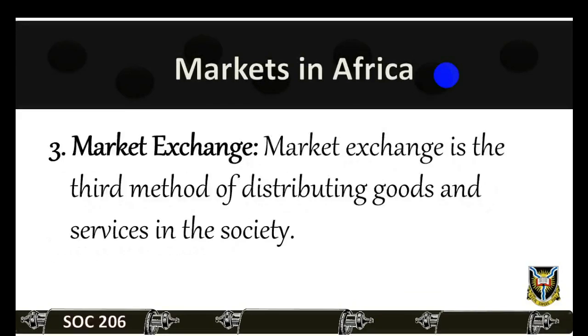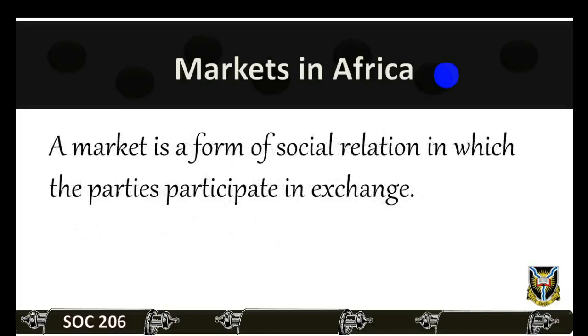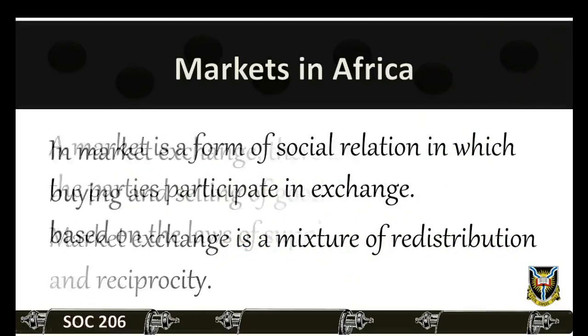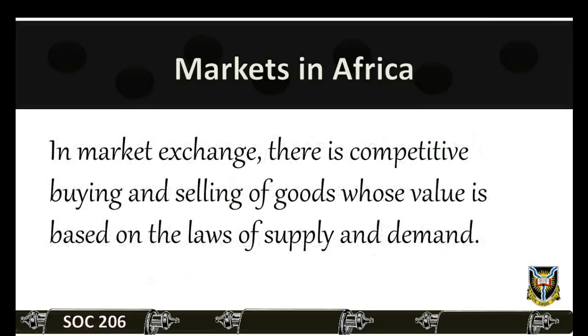Market exchange. Now we are back to our discussion on markets. Market exchange is the third method of distributing goods and services in the society. A market is a form of social relation in which the parties participate in exchange. Market exchange is a mixture of redistribution and reciprocity. In market exchange, there is competitive buying and selling of goods, whose value is based on the laws of supply and demand.